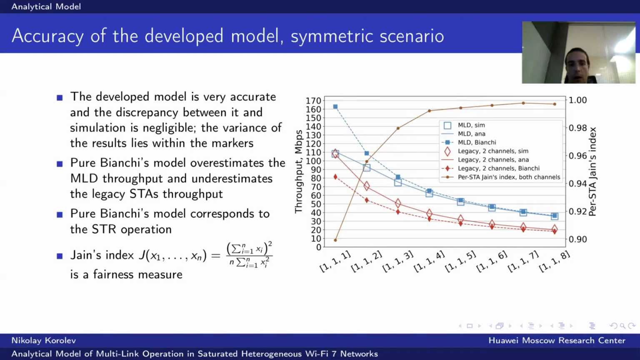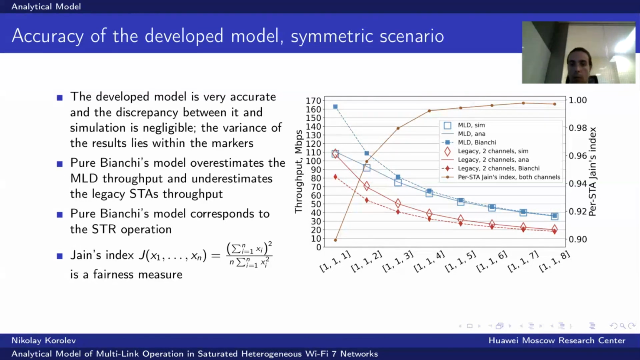So, in some cases, it turned out that the discrepancy between the predictions and simulation results is quite huge. For example, here we see that in the configuration of 111, which corresponds to one legacy station in the first link, one legacy station in the second link, and one MLD operating in both links, the difference between Bianchi's model and the real simulation result is up to 50%. Well, this is quite huge, and we needed to develop a new model.